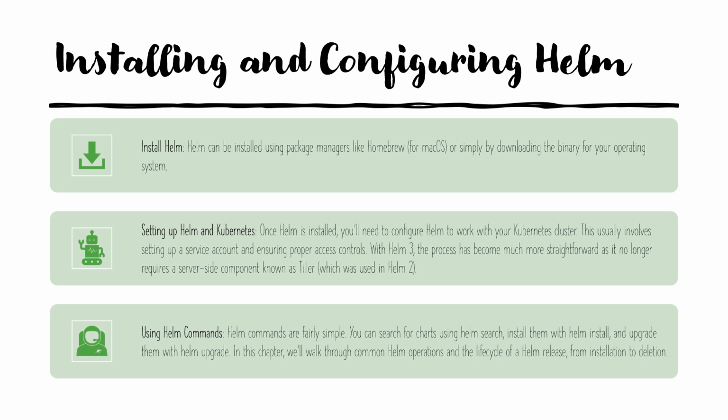2. Setting up Helm in Kubernetes. Once Helm is installed, you'll need to configure Helm to work with your Kubernetes cluster. This usually involves setting up a service account and ensuring proper access controls. With Helm 3, the process has become much more straightforward as it no longer requires a server-side component known as Tiller, which was used in Helm 2.